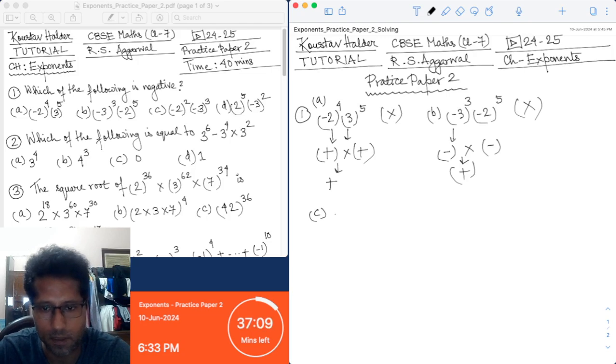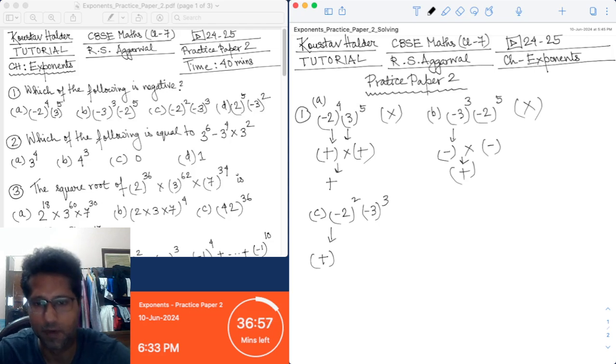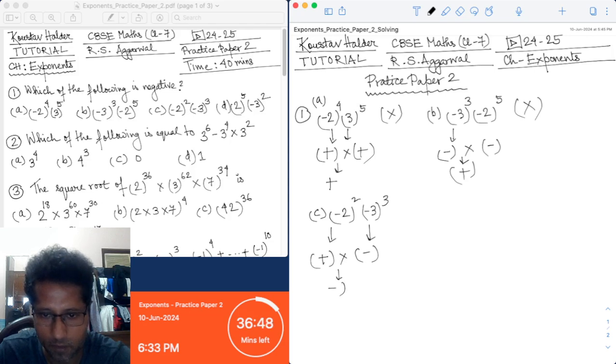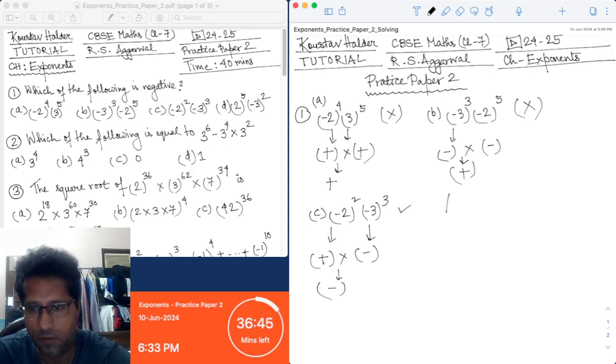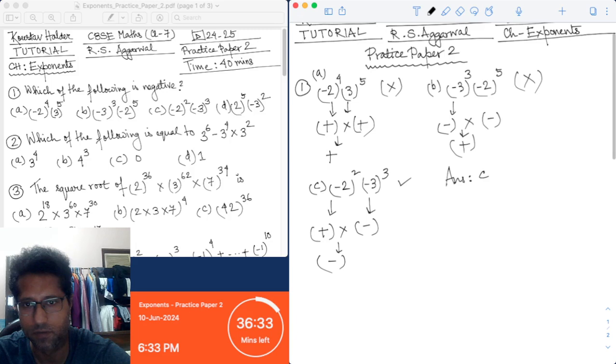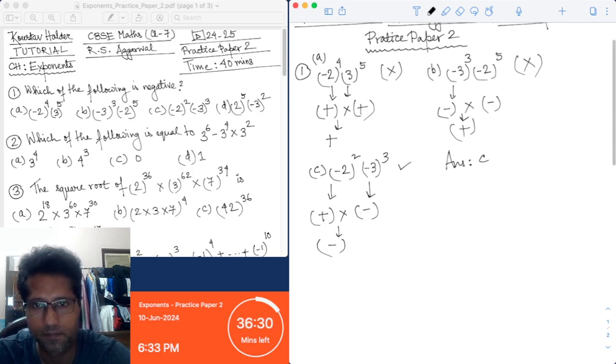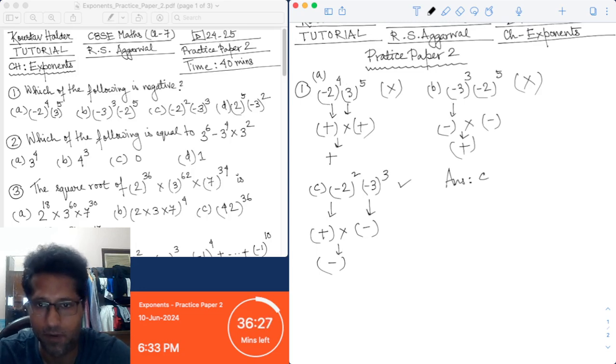C is minus 2 square multiplied by minus 3 cube. Now this is positive because the base is negative but the power is even, and this is negative because the base is negative and the power is odd. So this is negative. So clearly this is the choice. So the answer is choice C. While I'm solving, you can pause the video and take a screenshot of the solution, and you can also solve it and keep the test paper while I'm solving it.